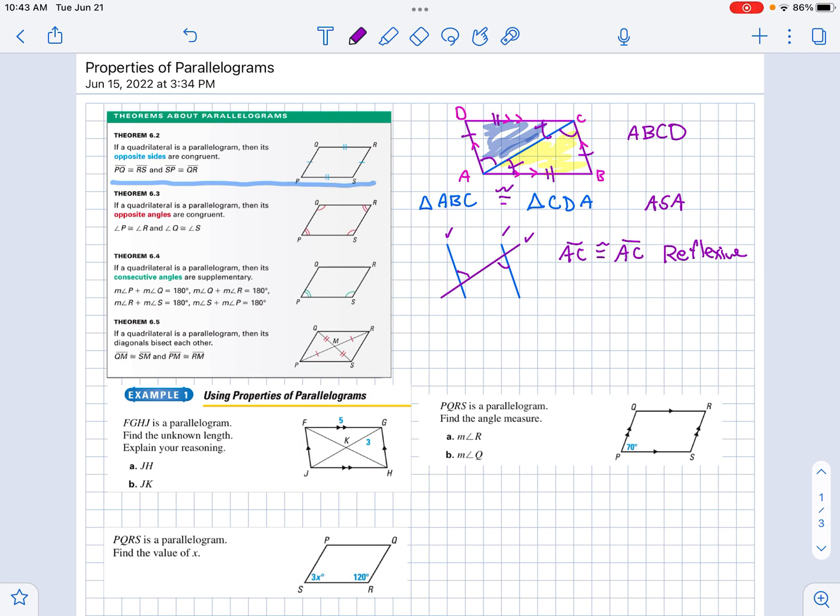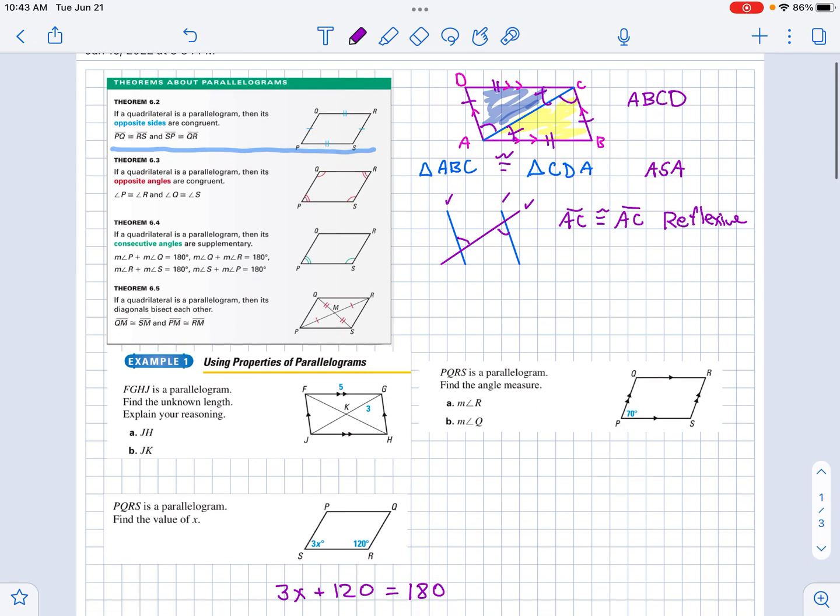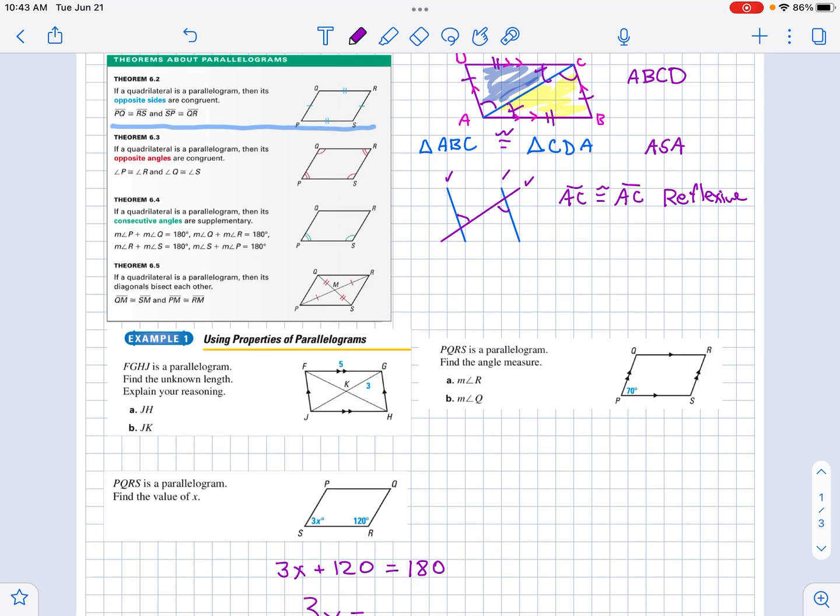Now, there are other theorems here that we can take note of. If a quadrilateral is a parallelogram, then its opposite angles are congruent. We could prove that in the same fashion as this one. If a quadrilateral is a parallelogram, then its consecutive angles are supplementary. If a quadrilateral is a parallelogram, then its diagonals bisect each other. That's pretty cool. So you draw the two diagonals, and they're going to be bisectors of each other.